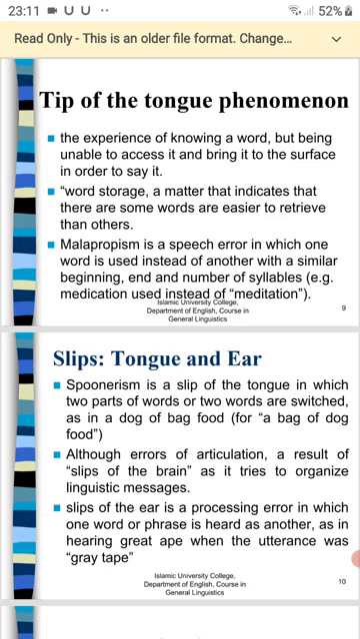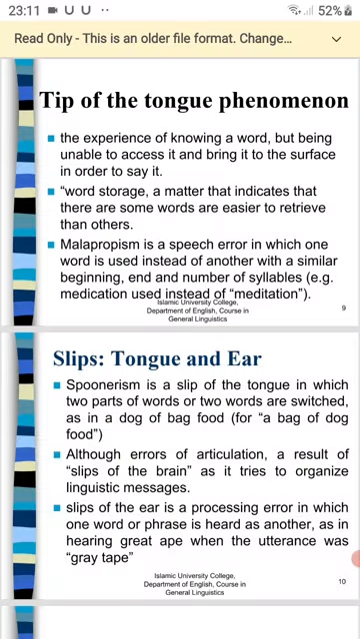The tip of the tongue phenomenon. If you ask me for the definition of the tip of the tongue phenomenon, it is the experience of knowing a word but being unable to bring it to the surface in order to say it. Tip of the tongue is not a speech error. If you say speech error, it means the slip of the tongue.